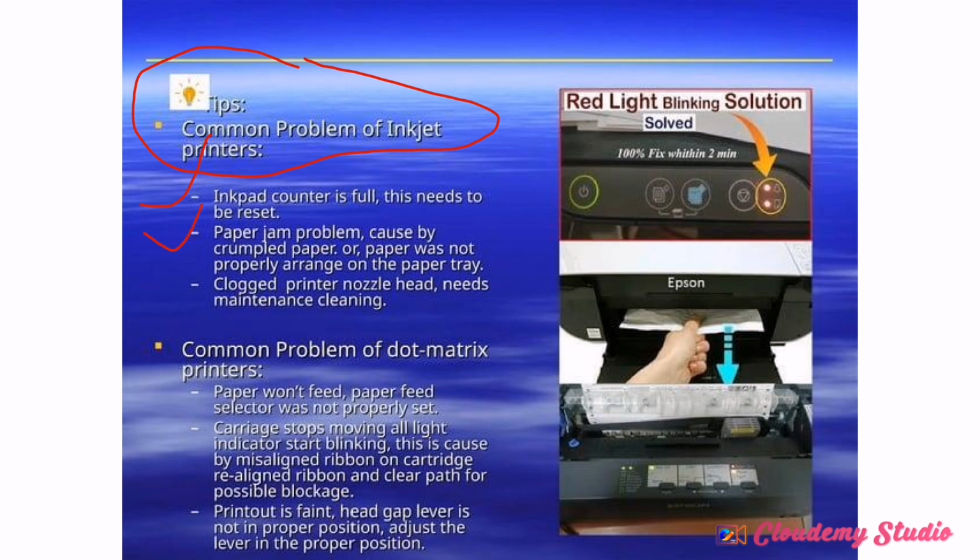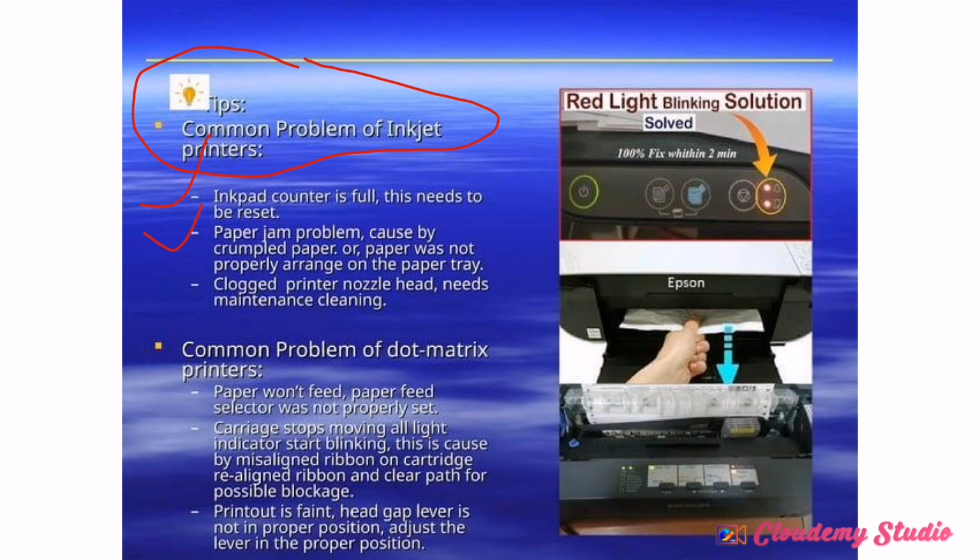Then paper jam problem, caused by crumpled paper, or paper that was not properly arranged on the paper tray. So you're going to have number 1, ink counter is full. This needs to be reset. For instance, if you have waste in your printer, then you're going to have a challenge until you reset it and remove the waste in the printer.